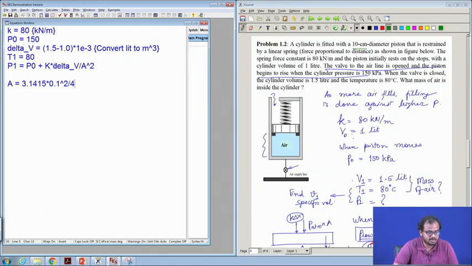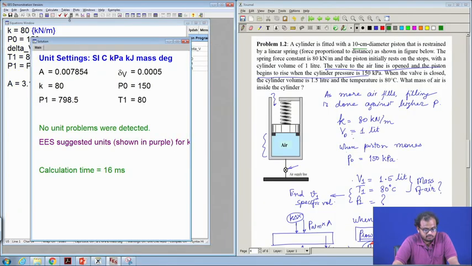Now, delta V by A square is in standard SI units. K is in kilonewton per meter. So, whatever this quantity will be is in kilopascal. P naught we have already written down in kilopascal, and thus this is consistent. So, we do not need any conversion going on. This is kilopascal already. So, let us see what the final pressure is. The final pressure is 798.5 kilopascal.